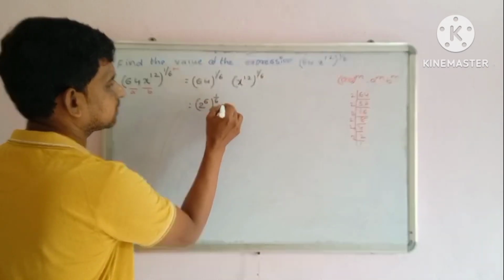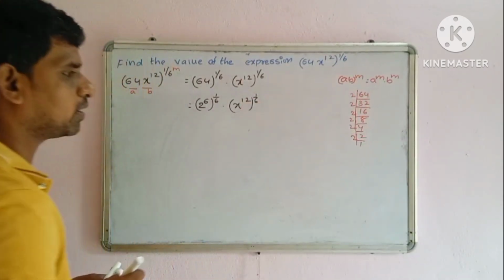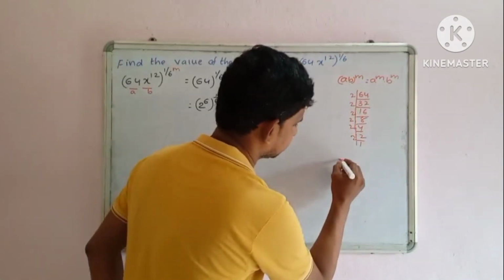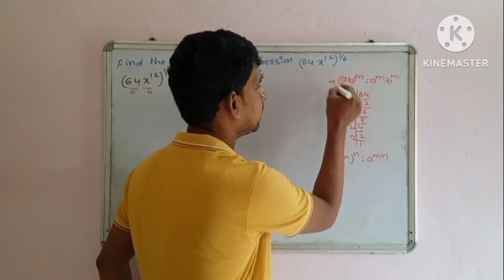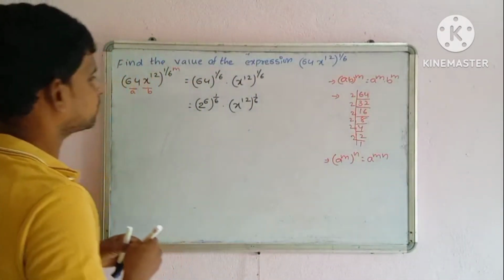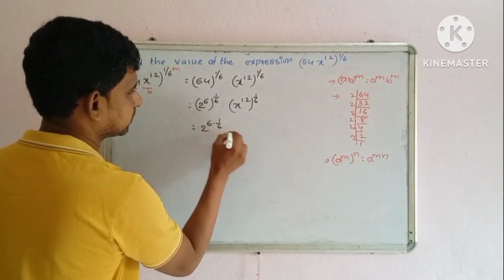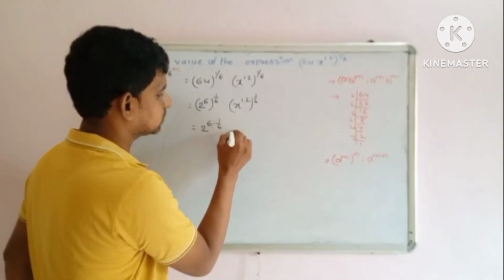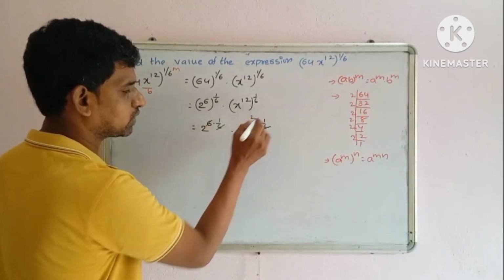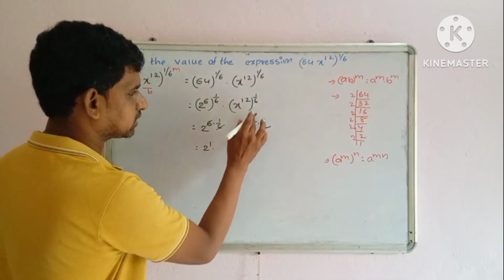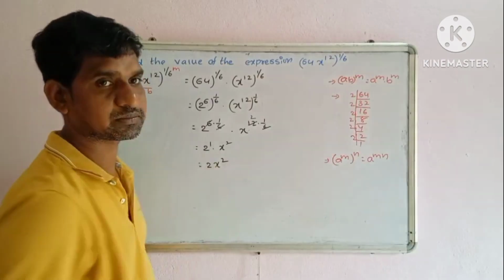Power 1 by 6. Here, x power 12 whole power 1 by 6. Now see one more formula: (a power m) whole power n. What is the formula of (a power m) whole power n? It is a power mn. So this is of the form (a power m) whole power n, so a power m times n. This is also of that form, so a power m times n. So the 6s get cancelled. 6 goes into 12 how many times? 2 times. So 2 power 1 times x power 2 times 1, which is 2 power 1 is 2, so 2x square.